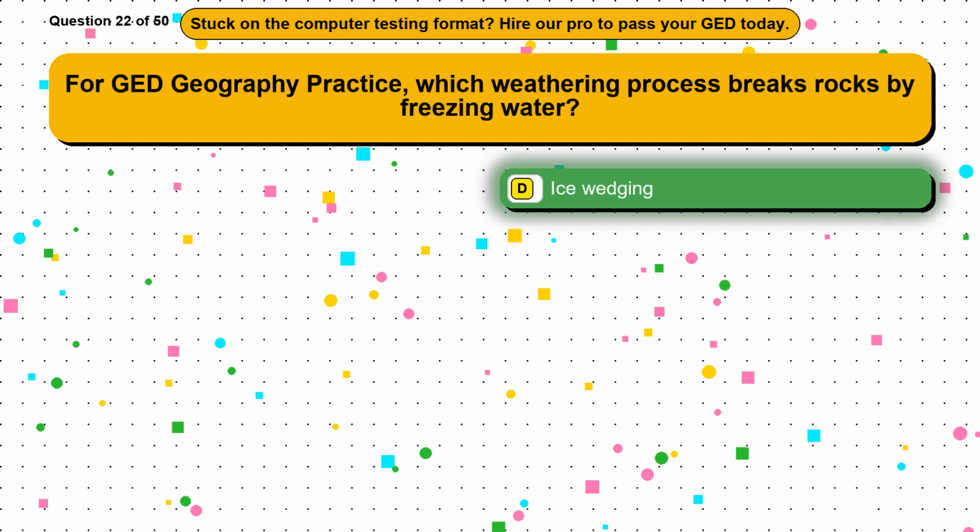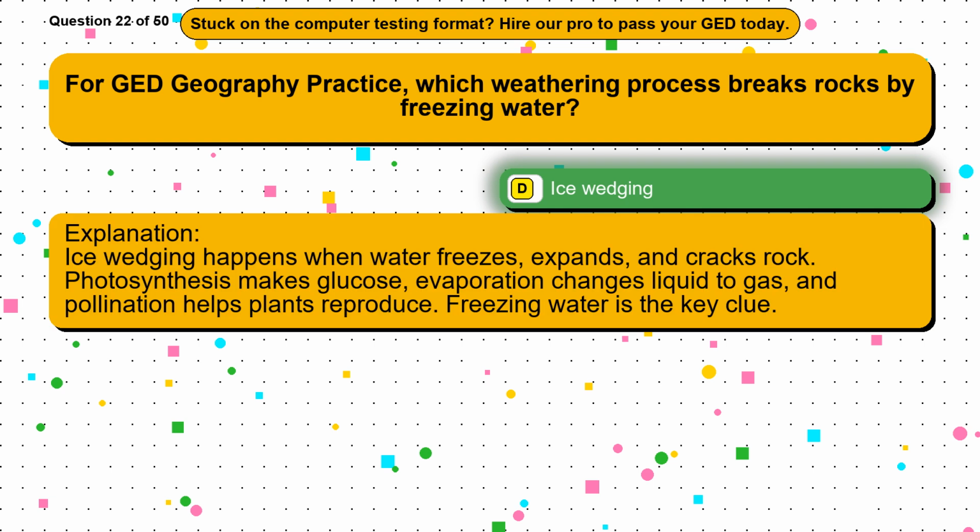The correct answer is option D. Ice wedging. Ice wedging happens when water freezes, expands, and cracks rock. Photosynthesis makes glucose, evaporation changes liquid to gas, and pollination helps plants reproduce. Freezing water is the key clue.